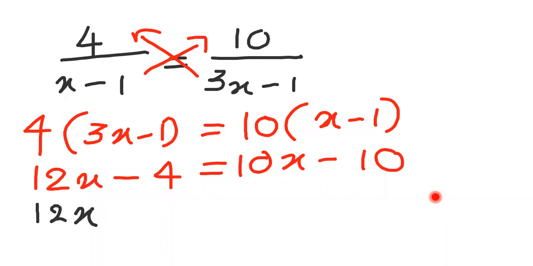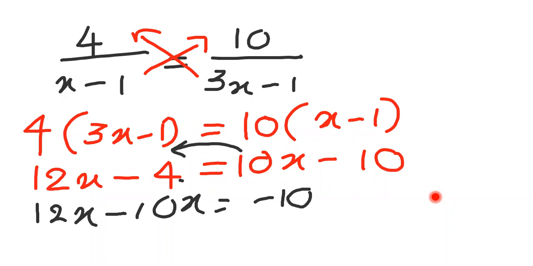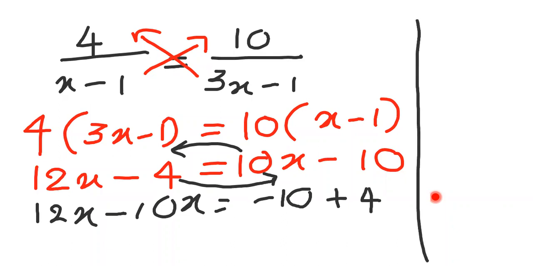12x here. When 10x is coming to this side, it becomes negative. Symbol changes. Negative 10 here. Negative 4 going to that side, it becomes positive 4. Now, 12x minus 10x is how much? 12 minus 10 is 2x.